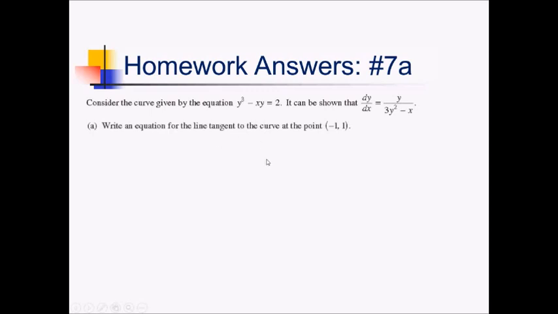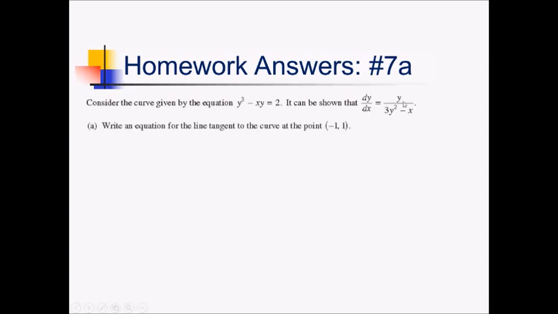On this free response problem, we're given the curve y cubed minus xy equals 2, and they're told it can be shown that dy over dx is this expression here. First part, they want an equation for the line tangent to the curve at the point negative 1, 1. Well, they've really been nice to us on this one. For a tangent line equation, we need an x value and a y value, and they gave those to us right off the bat, so that's nice. We also need the slope. Well, we need the slope of this equation, which would require implicit differentiation, but hey, look over here.